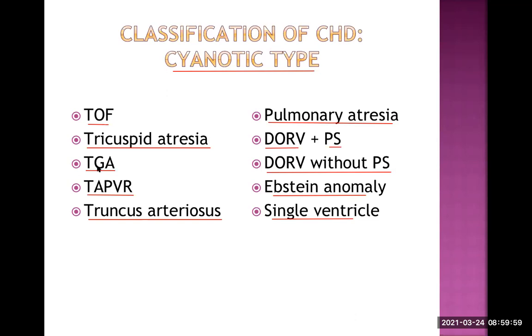TGA, transposition of great arteries. What do you mean by that? Sir, may I explain? Sure. Basically, aorta arises from right ventricle and pulmonary artery from left ventricle. Sir, there is pulmonary stenosis and ventricular septal defect, as well as patent ductus arteriosus. Yes, go on. Very good. Sir, basically the two main arteries taking blood away from the heart are the pulmonary artery and the aorta.